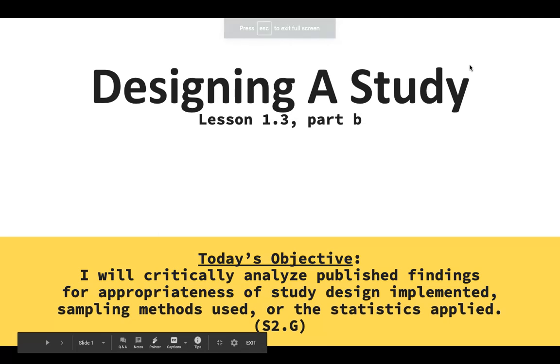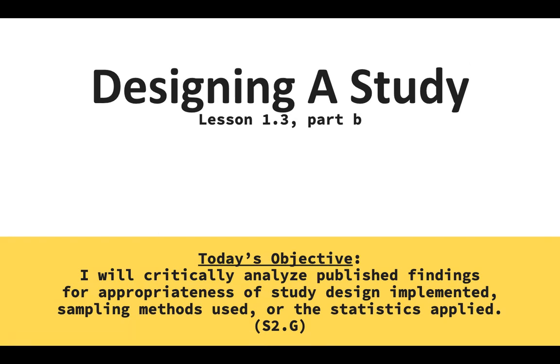So this is a lesson on designing a study. Remember, a study can be an experiment or an observational study. Sometimes we might just be gathering data, like doing some kind of survey. We can also do different kinds of experiments and observational studies. So today's objective is just to critically analyze published findings for appropriateness of study design implemented, sampling methods used, or the statistics applied.